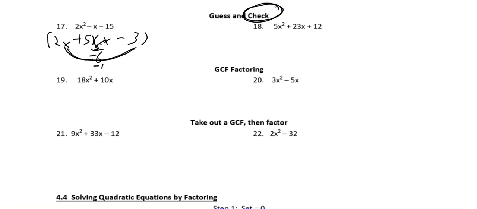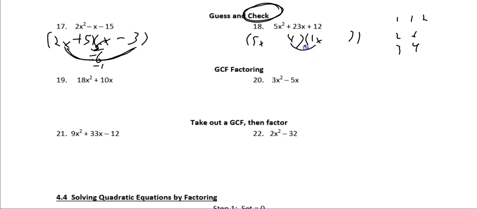All right, this one obviously has to be 5x and 1x. No other way to get 5. On 12, we could do 1 and 12, 2 and 6, 3 and 4. Okay, so let's try 4 here and 3 here.